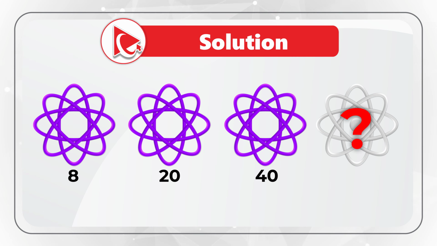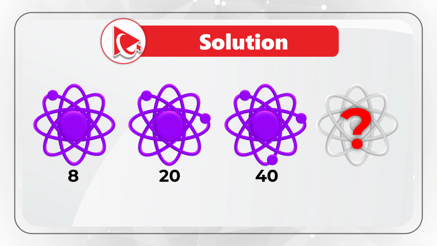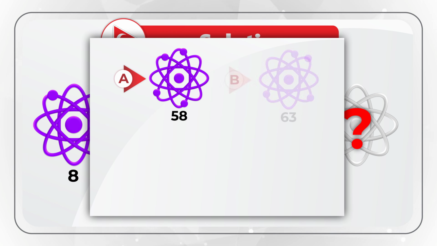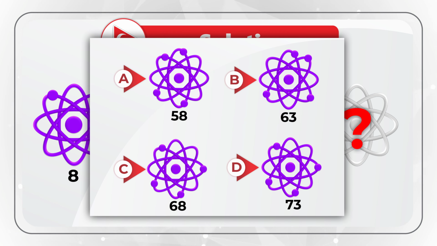Let's look closely at the shape here. The shape consists of small spheres, and the number of spheres increases with every shape. The first shape has 1 sphere, the second shape has 2 spheres, and the third shape has 3 spheres. So we can reasonably conclude that the fourth and missing shape will have 4 spheres. Well, this is not much help here, because if you look at the choices A, B, C, and D, they all have 4 small spheres.